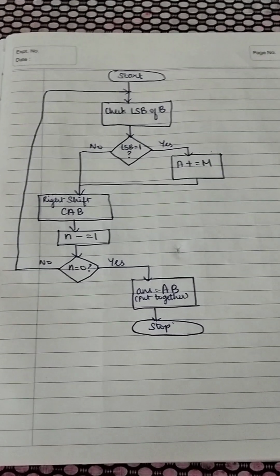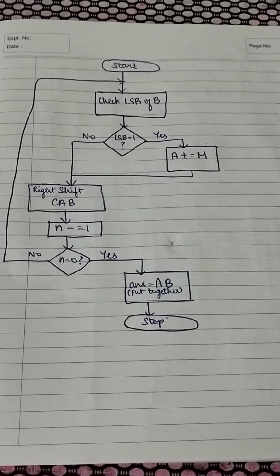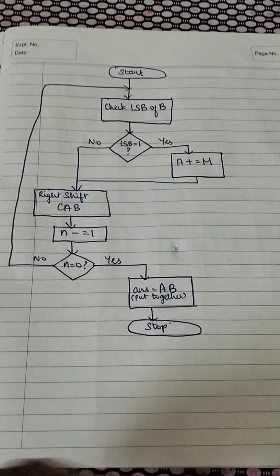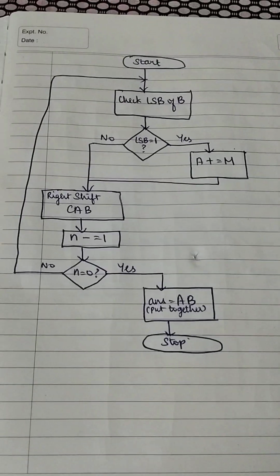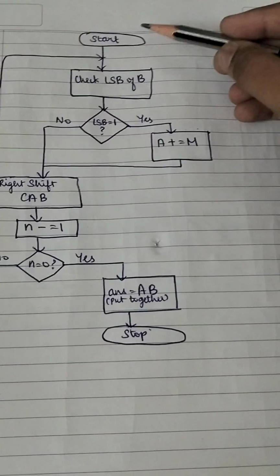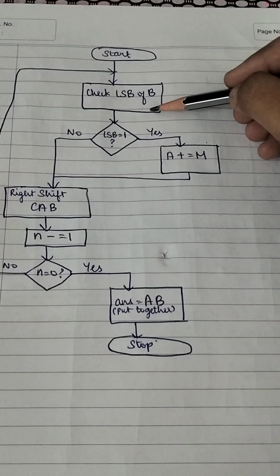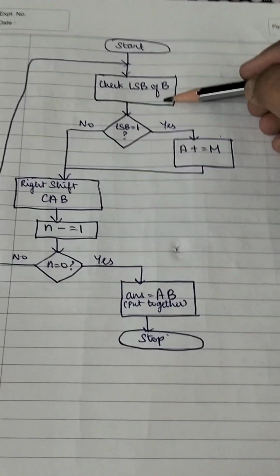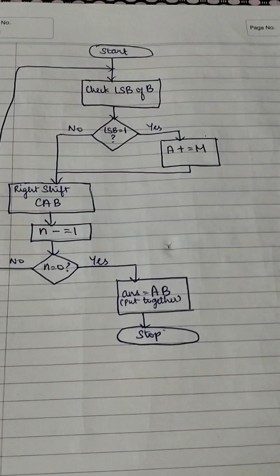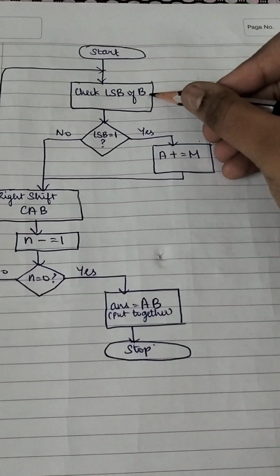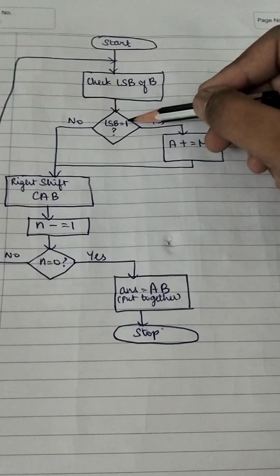So here is the flow chart which depicts the algorithm. Let's walk through the flow chart once, and then we will perform the multiplication for the example we saw on the previous page according to this algorithm, so that we get a clearer picture. Start. Check the LSB of B. LSB stands for least significant bit, which is the rightmost digit in the number, the units place digit. And B we know is the multiplier. So check the rightmost digit of the multiplier. Is it equal to 1?